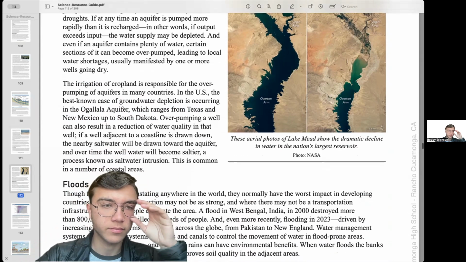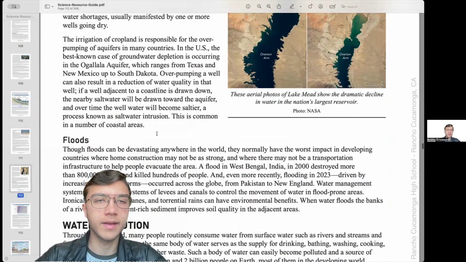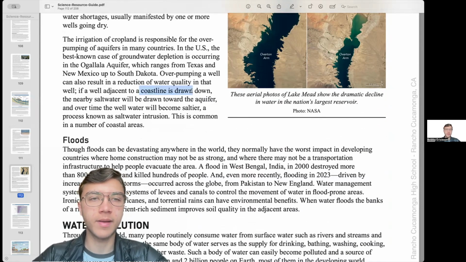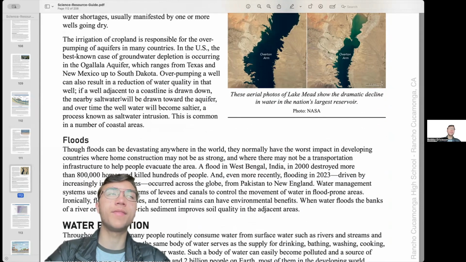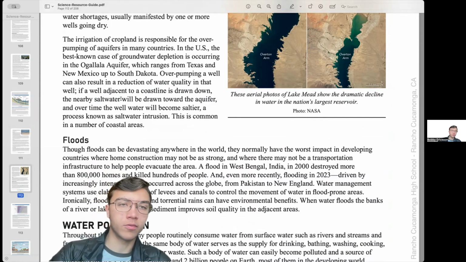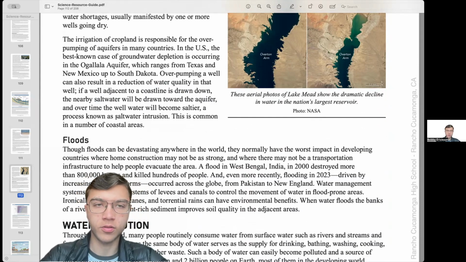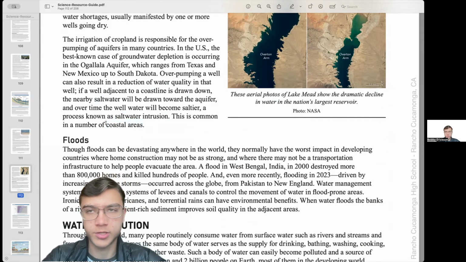A lot of this overpumping can result in a reduction of water quality overall. If you overpump, you're going to have less water in there. So if, say, there's a coastline nearby, then maybe salt water will be drawn in because there is less fresh water in the aquifer, and more water that's not so good, maybe salt water, will come in. This is called saltwater intrusion, and it is common in coastal areas because we take out so much water from the aquifers that so much salt water comes in.